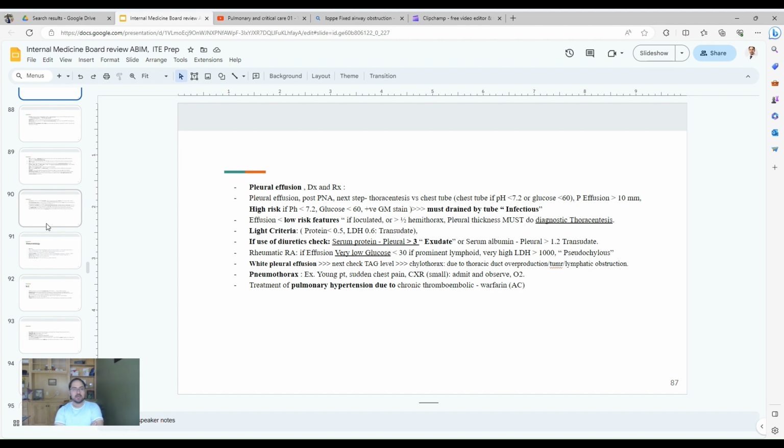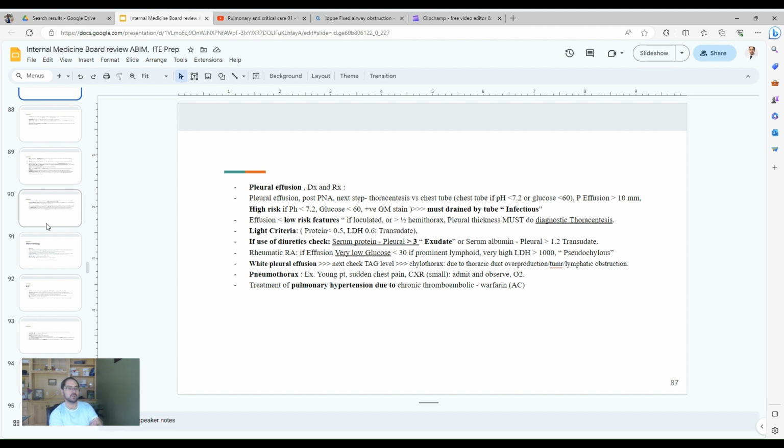You can use Light's criteria to differentiate transudate from exudate, which is pleural protein to serum protein more than 0.5, LDH ratio more than 0.6, or if it's less, that's a transudate. If the patient has already taken diuretics, then you have to use SAAG, serum protein minus pleural protein, or serum albumin minus pleural albumin, and that will tell you transudate versus exudate.